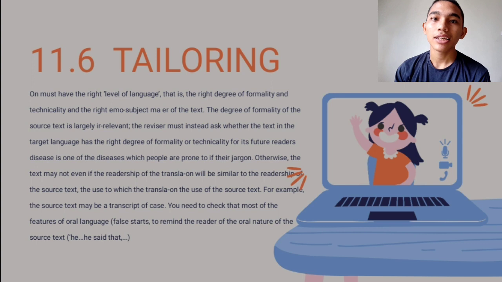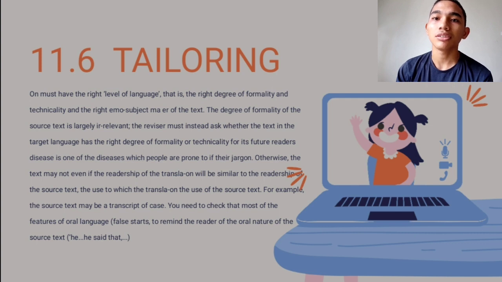Tailoring. The translation has been tuned to its readers and to the use they will make of it. For example, if the document gives instructions for installing a video card in a computer, you must imagine a typical computer user following the sequence of actions set out in the translation.